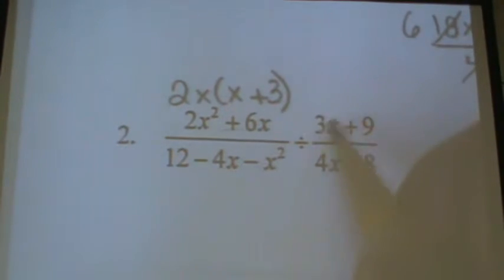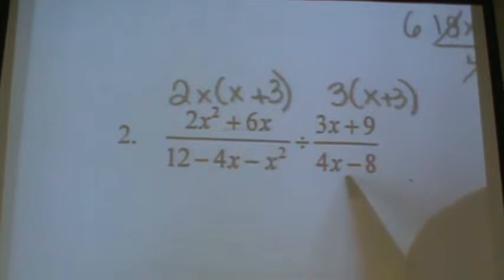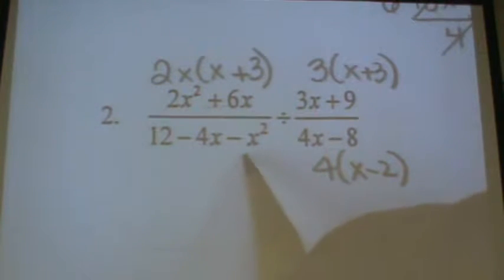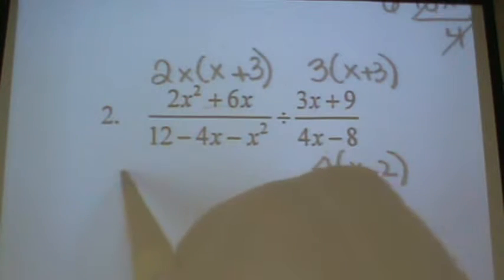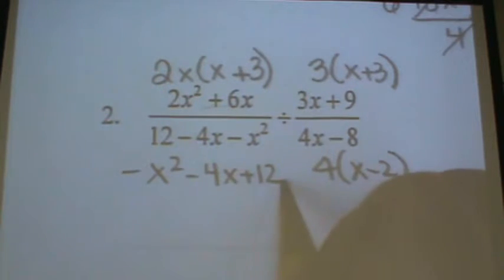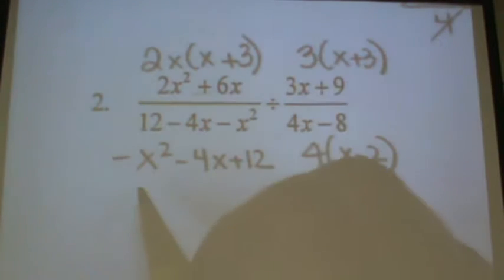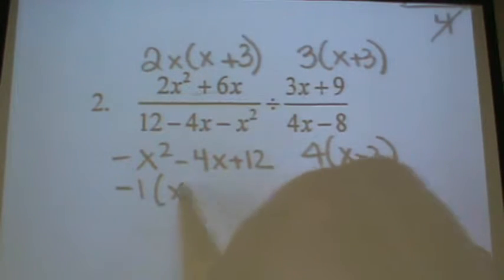How about this fraction right here? Take out a 3. And here take out a 4. And this one, this ugly thing, we're going to leave to the last. What am I doing right now? Rewriting it so x squared is in front. Then what am I going to do? We have the negative on both signs.